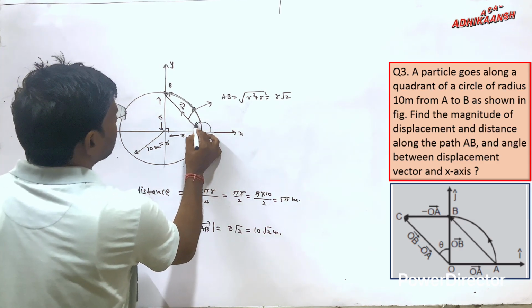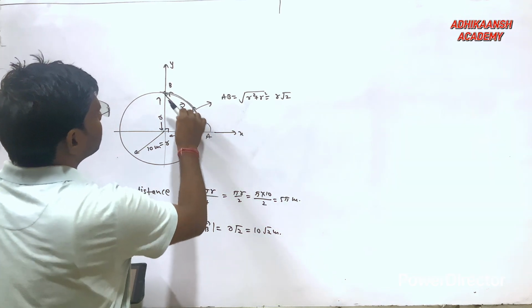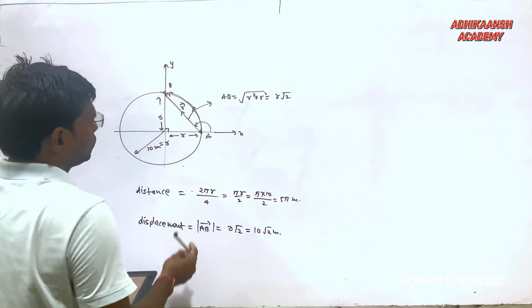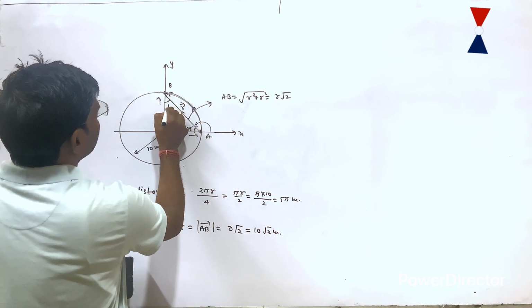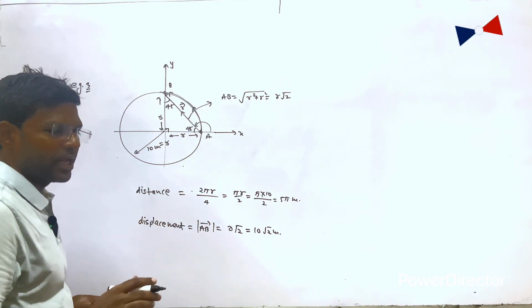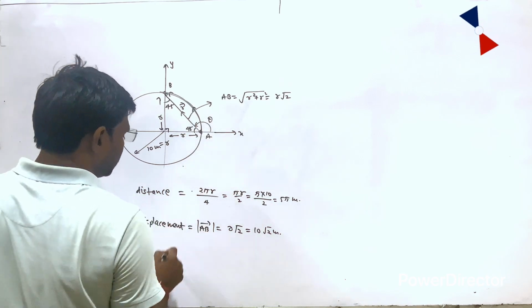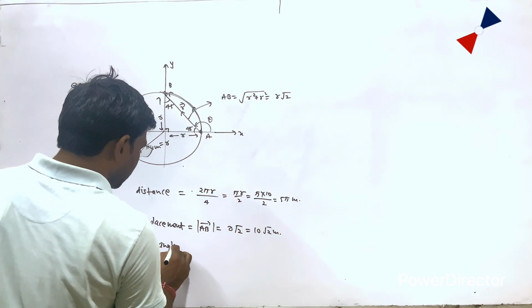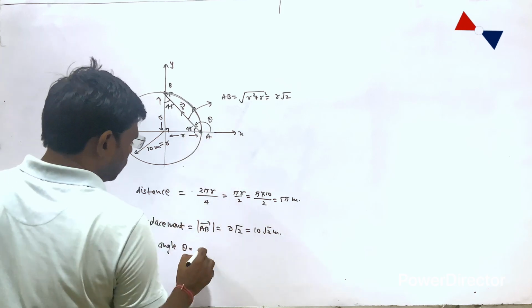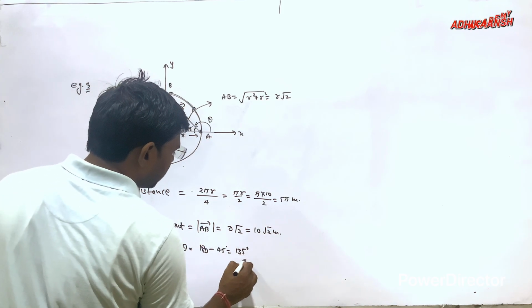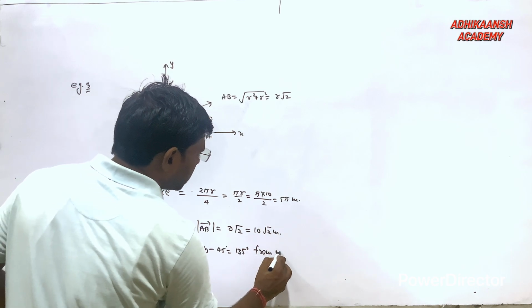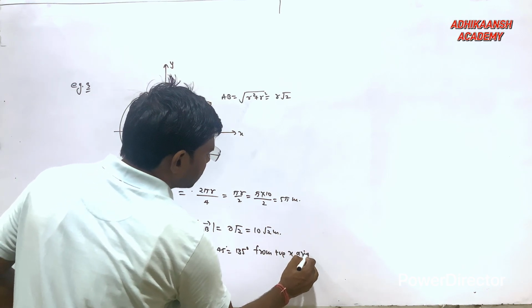And what is the angle between the x-axis and the displacement vector? If this is r, this angle will be 45 and 45 because it is an isosceles triangle. So what is the angle theta? Angle theta is equal to 180 minus 45, which is 135 degree from the positive x-axis, right?